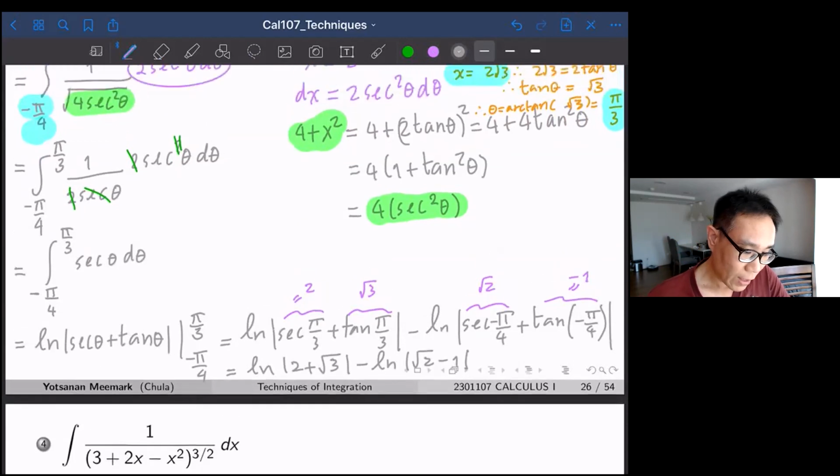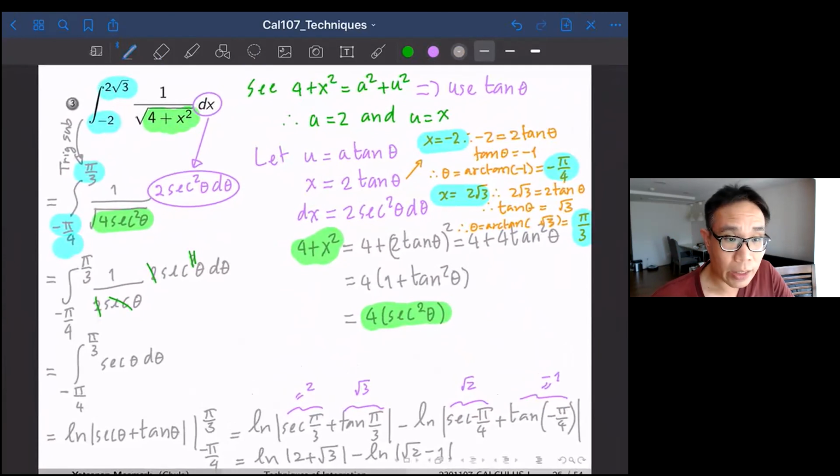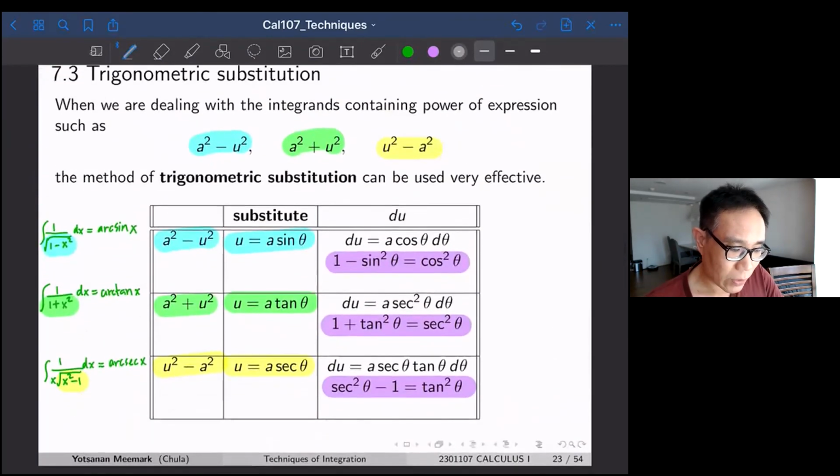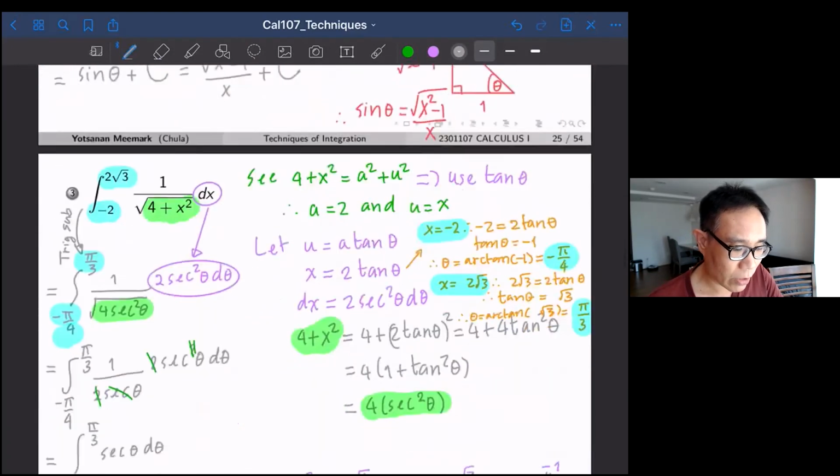Okay, so this is how we do the trigonometric substitution, and I already did three examples on this one. So you see that you're going to have to memorize this table. Okay, a square minus u square, or you memorize constant square minus function square, you use sine. Constant square plus function square, you use tan. Function square minus constant square, you use secant. Okay, and this is how we have these three examples.